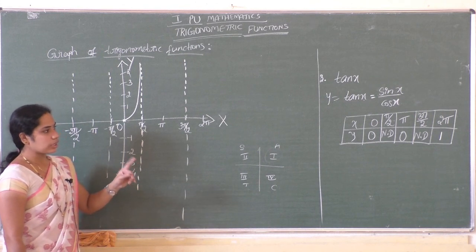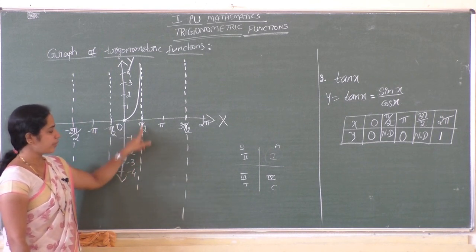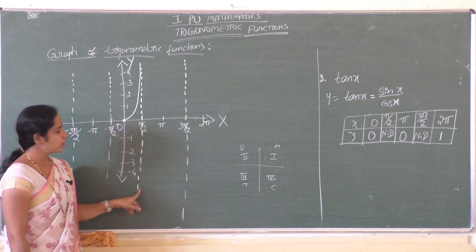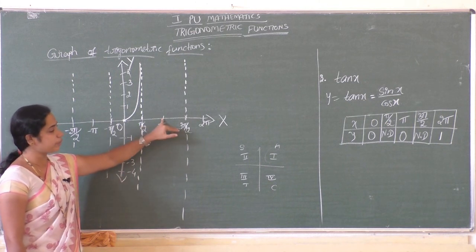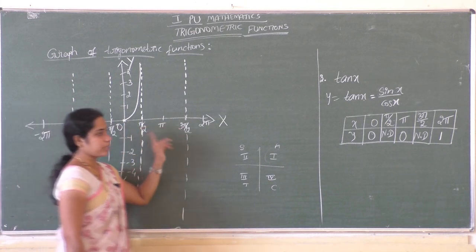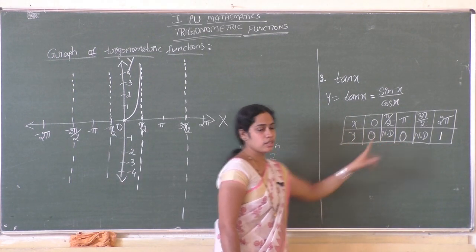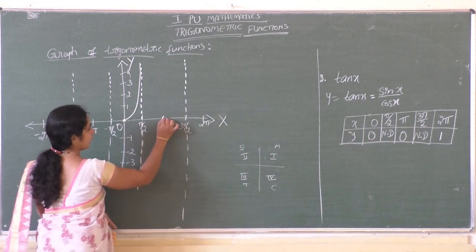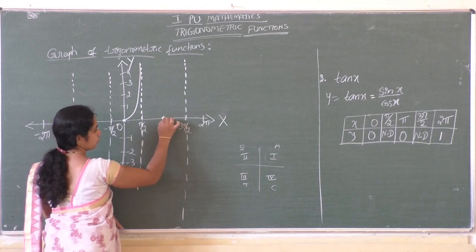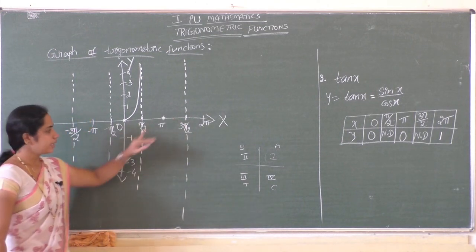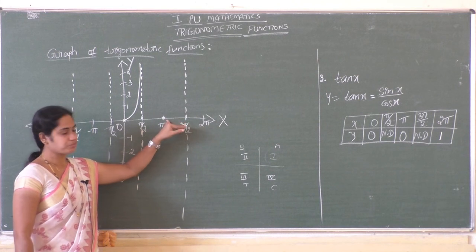Now come to the second quadrant. At pi by 2 it is not defined. What is the value from pi by 2 to pi? At pi, tan pi is 0 here. Okay, tan pi is 0.